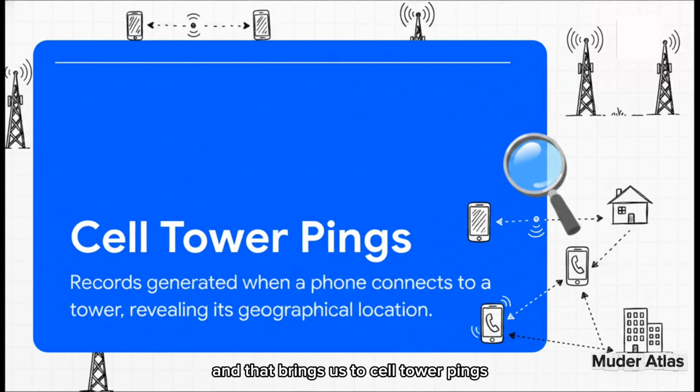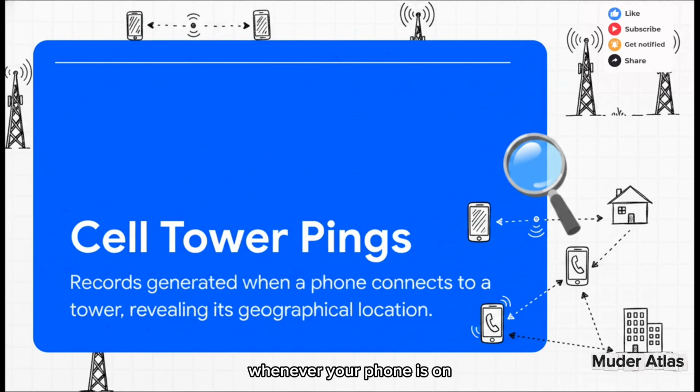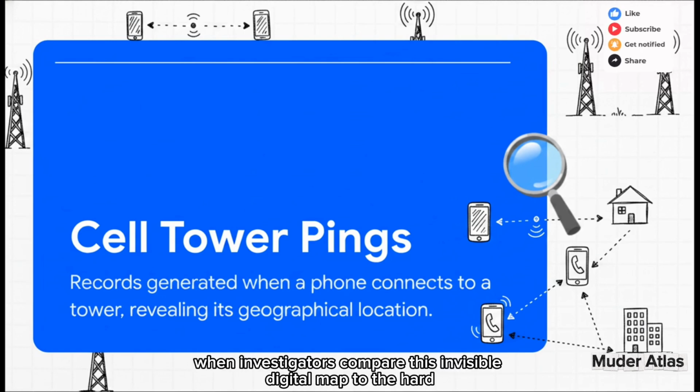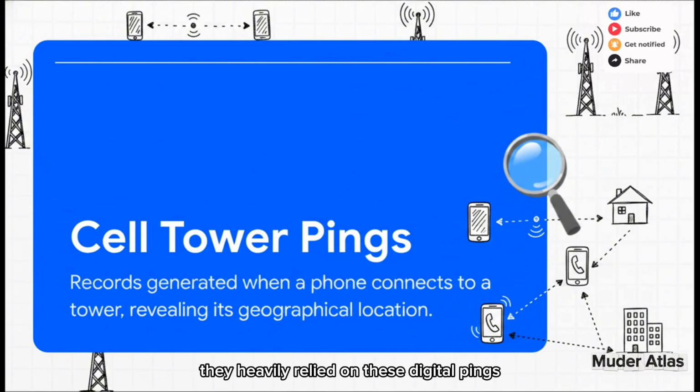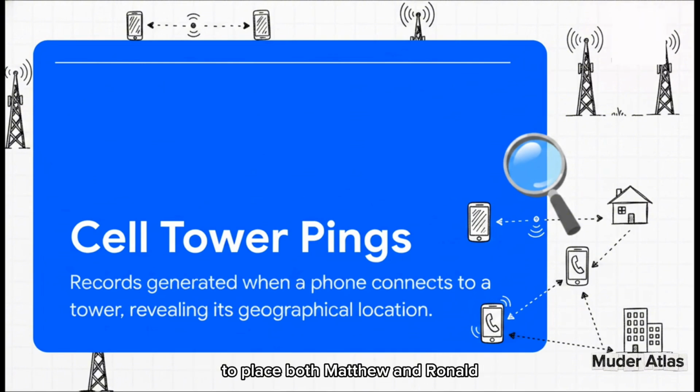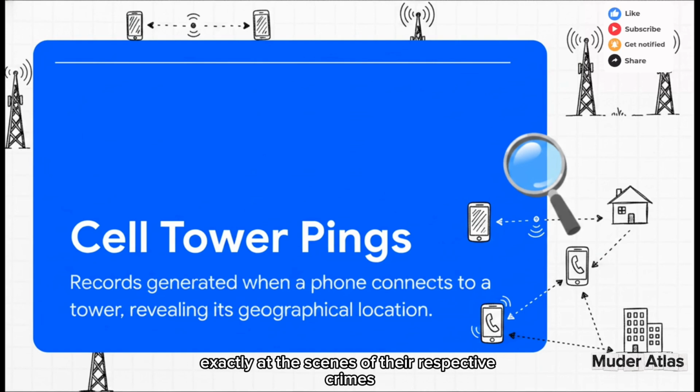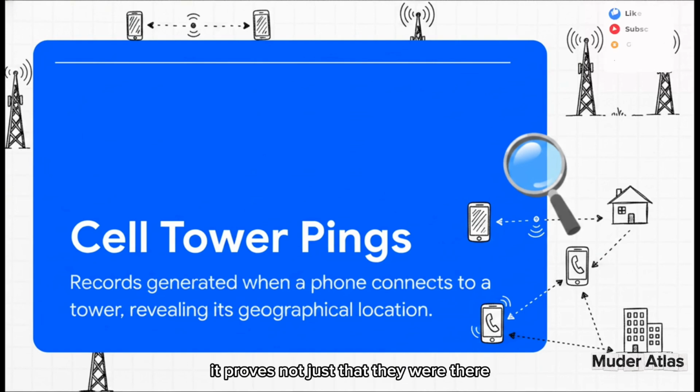And that brings us to cell tower pings. Whenever your phone is on, it's constantly shaking hands with the nearest cell tower, creating this digital breadcrumb trail. When investigators compare this invisible digital map to the hard physical evidence, the trap completely snaps shut. They heavily relied on these digital pings to place both Matthew and Ronald exactly at the scenes of their respective crimes, which corroborated the DNA and fingerprints perfectly. It proves not just that they were there, but exactly when they were there.